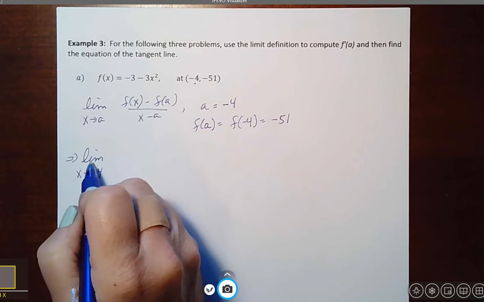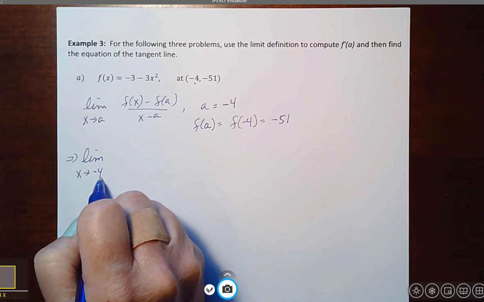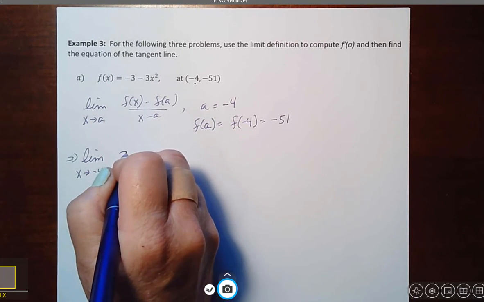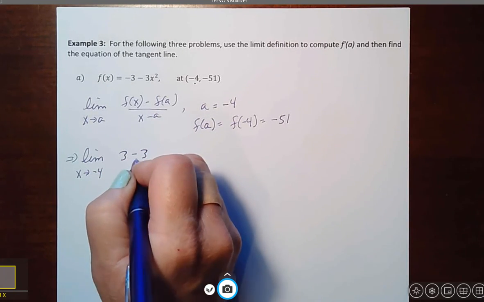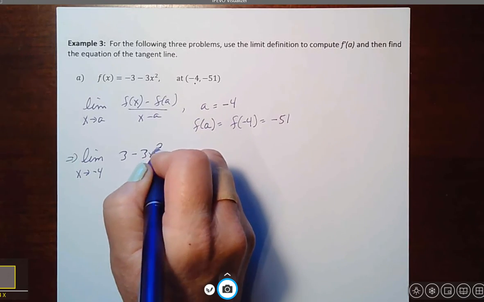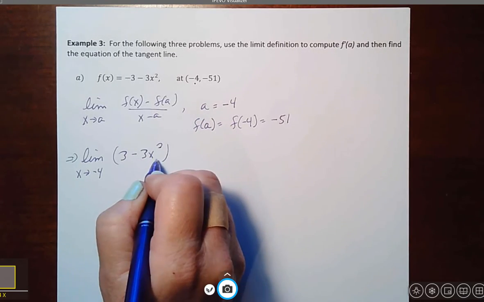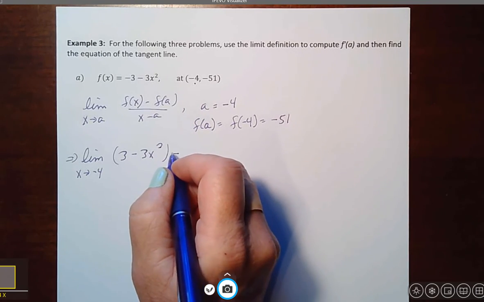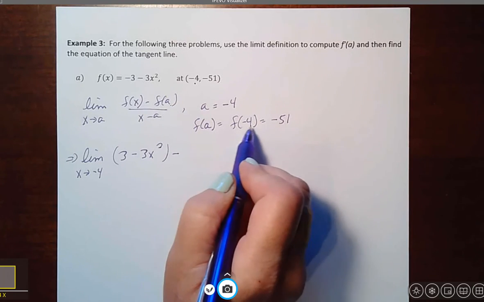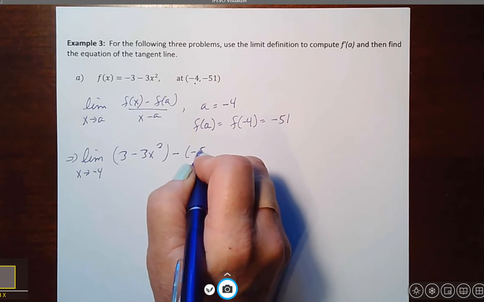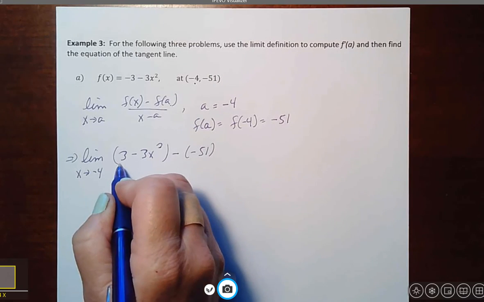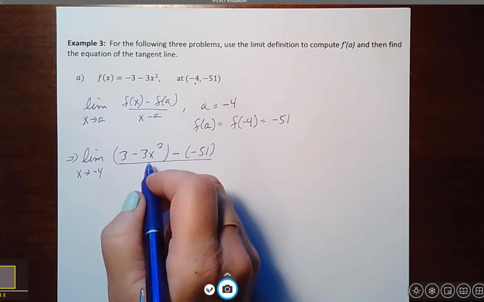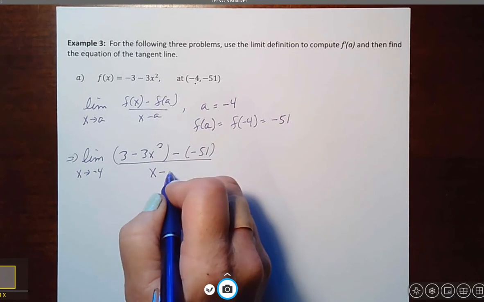So the limit as x approaches -4 of, here's my function, 3 minus 3x squared, because it's my original function. You don't really need parentheses around it, but because it's negative, I'm going to do that. Minus f of a. What is f of a? It's -51. Be careful with these signs, guys. Those can certainly trip you up. All over x minus a, so x minus a -4.